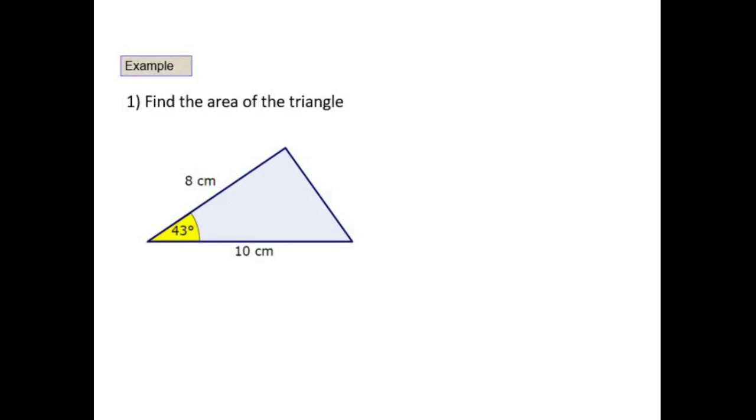So we're going to have a little go at this first example here. You can see you aren't given a perpendicular height at all, but you are given two lengths, 10 and 8, and the angle between them. So we are just going to write that formula down that is given to you. The area is half times A times B times sine C, because everything when it's squashed together, remember, means times.